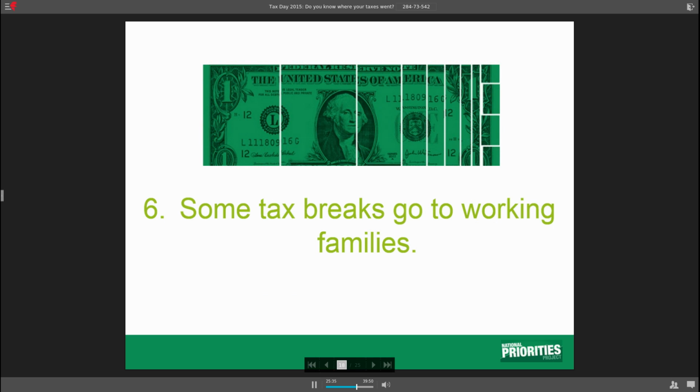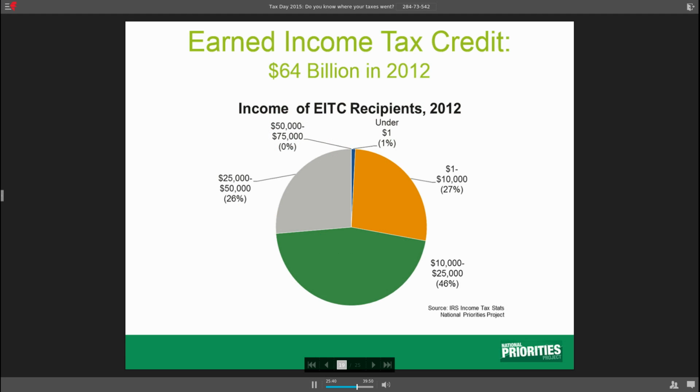But there are some tax breaks that go specifically to working families. For instance, the biggest one of those is the Earned Income Tax Credit. Through the Earned Income Tax Credit in 2012, $64 billion went to working families. And here you see a chart that shows you the income breakdown of the families who got that credit. So almost half of EITC recipient tax filers in 2012 earned between $10,000 and $25,000 a year.